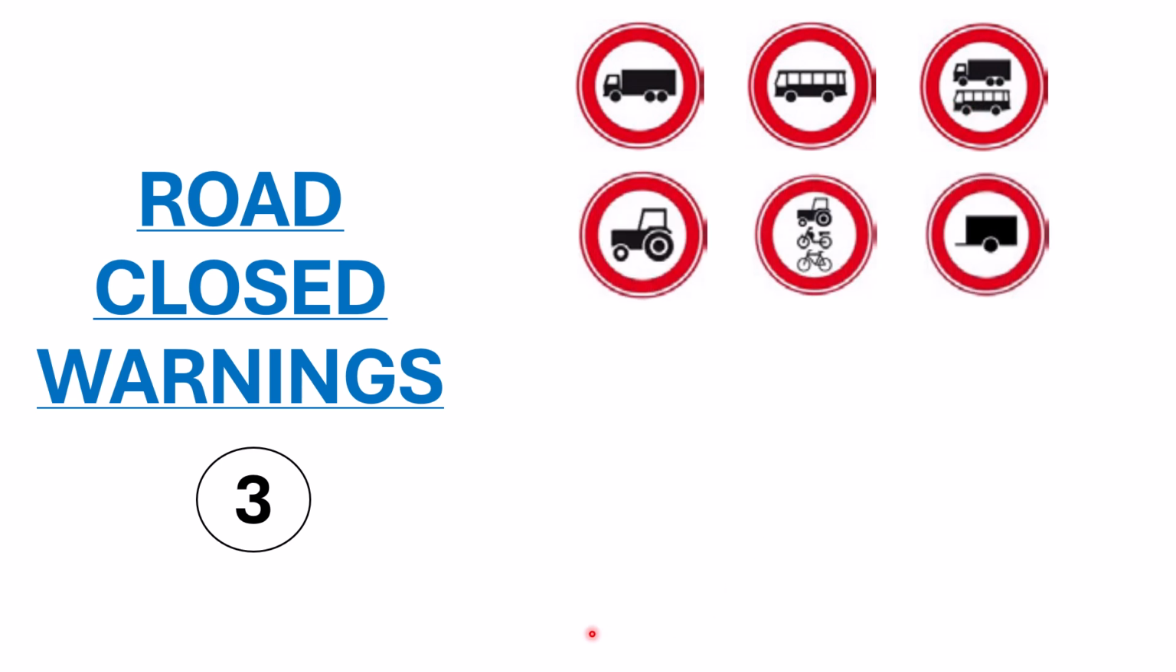And if you see this signboard, this is the tractor. This signboard is tractor, moped, and bicycle. And this signboard is for the trailer. So it means this road is closed for the trailers, and definitely the trailer would be tied with some car. So if you are entering this road with the trailer, you are not allowed to enter. And if you see this signboard, it means that signboard is for tractors, mopeds and bicyclists.